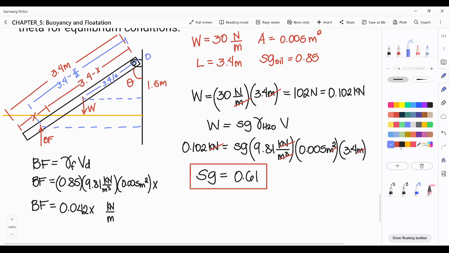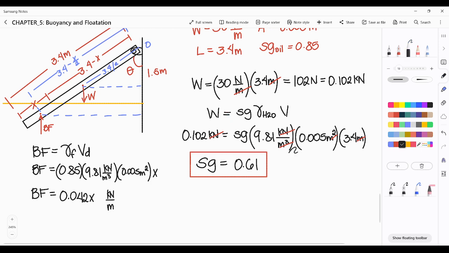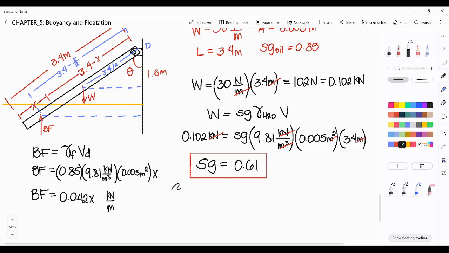So, let's take the moment. Taking the moment at point O. Anong gusto nyo? Clockwise or counterclockwise and positive? Sige. Counterclockwise positive para cute. Taking the moment at point O, assuming counterclockwise positive, we have W.